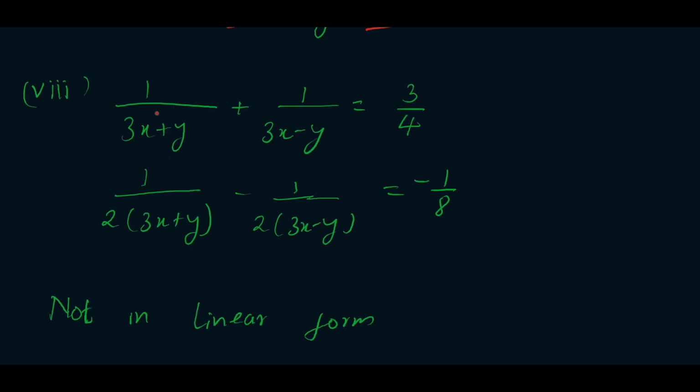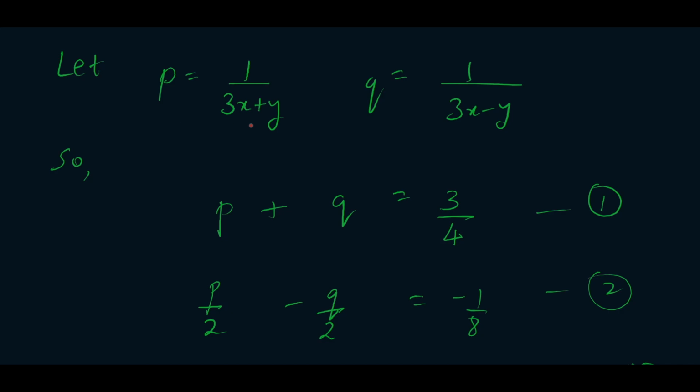So our last question is 1 by (3x plus y) plus 1 by (3x minus y) equals 3 by 4, and 1 by 2 times (3x plus y) minus 1 by 2 times (3x minus y) equals minus 1 by 8. Now you see here that this is not in the linear form. What we can do is put 1 by (3x plus y) as p and 1 by (3x minus y) as q. So our equations become p plus q equals 3 by 4 and p by 2 minus q by 2 equals minus 1 by 8. Now we have a system of linear equations.